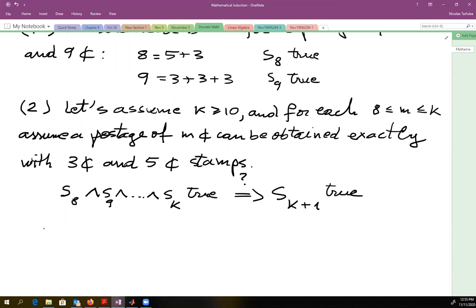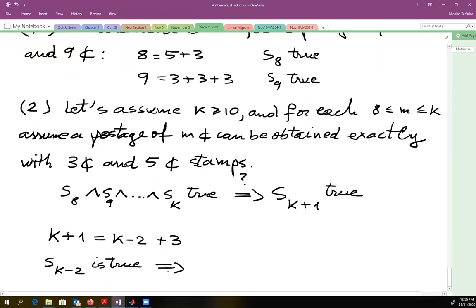Well, it's easy to see that k plus 1 equals k minus 2 plus 3. Then we know that S(k minus 2) is true. Then this implies Sk plus 1 is true.